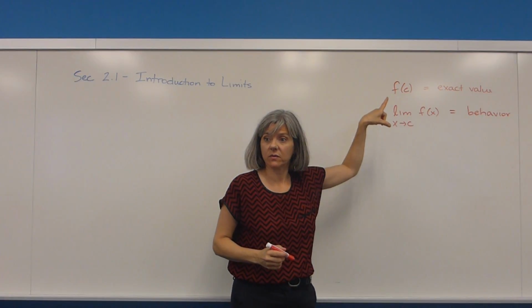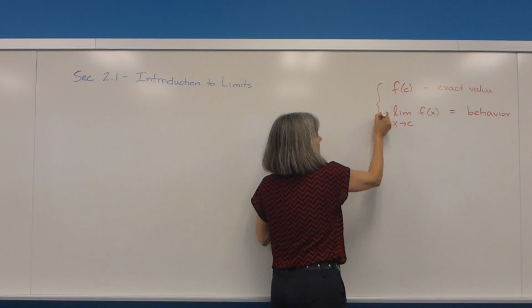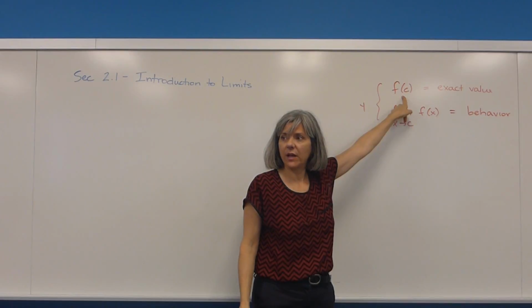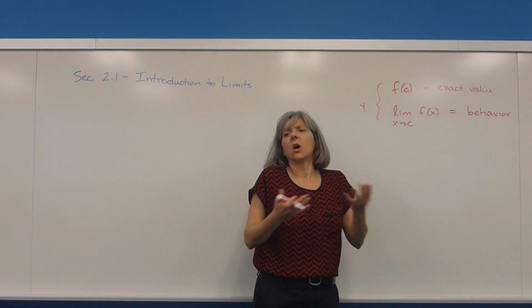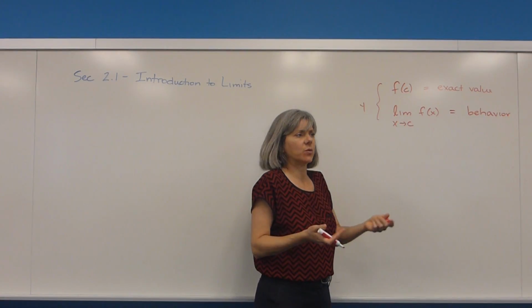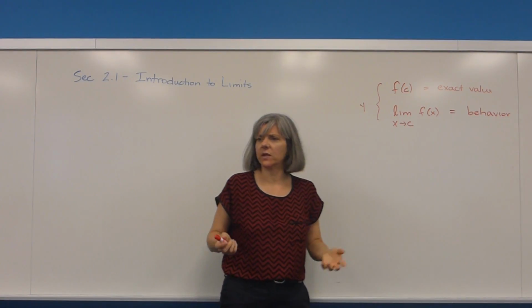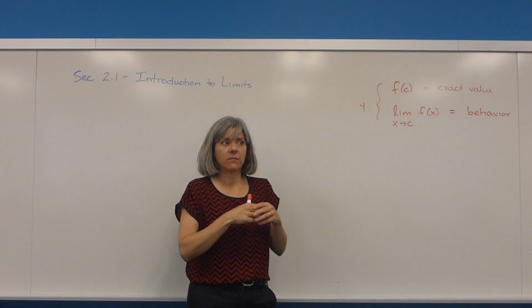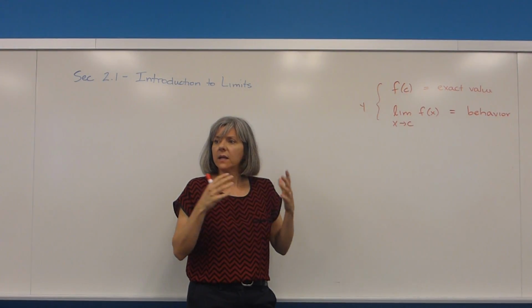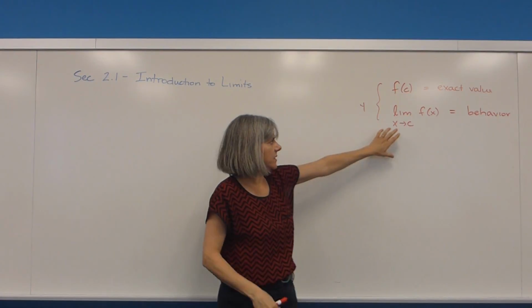They're both y values. Let's be clear. These are both y values. This is the exact y value of the function at x equals c. This is, where's x going? Where's it aiming toward? Because we've all done this in real life, right? You're headed off somewhere, and all of a sudden you get there and it's not where you thought you were going. The path is this, the limit.